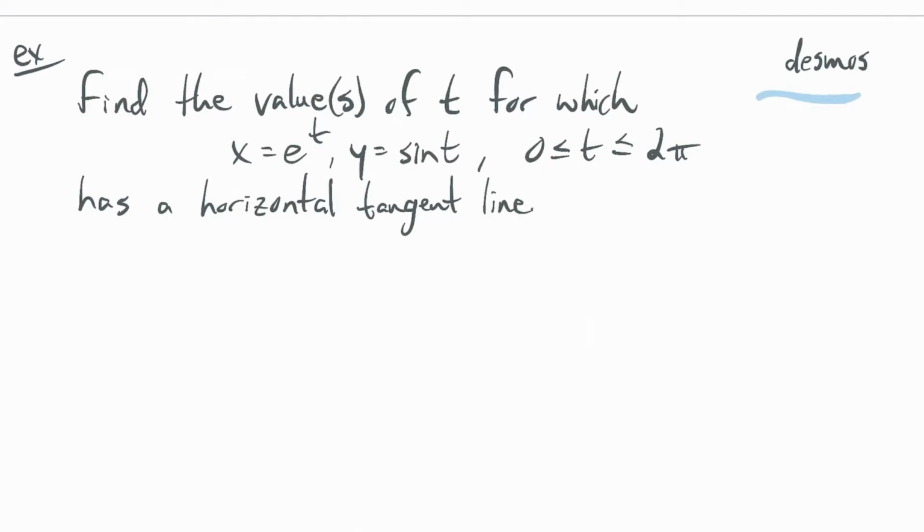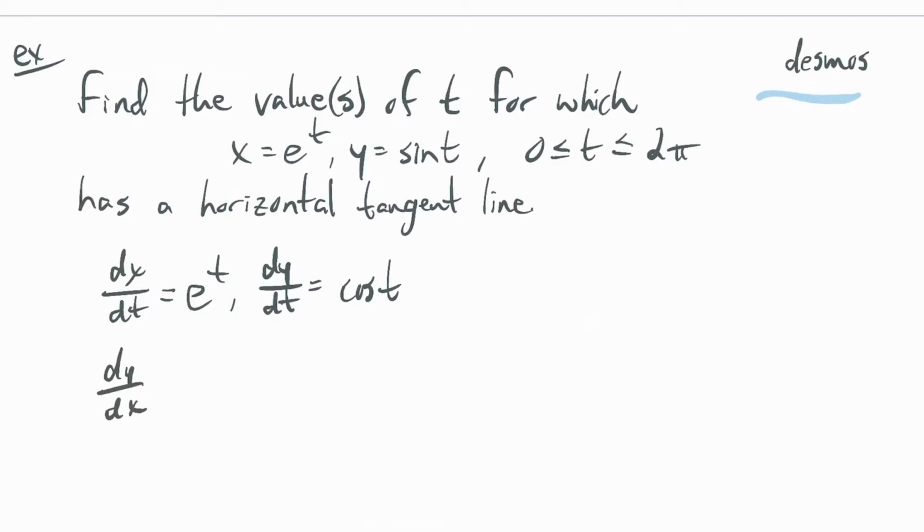So I need to find the derivative, so I need dy/dx, so I need the 2 derivatives with respect to t. So dx/dt, that's going to be e to the t, right? And then dy/dt is going to equal cosine t. So dy/dx is going to be cosine t over e to the t. And we're looking for where this is 0. Sorry, I was thinking critical numbers, but no, we just want where the derivative is 0.